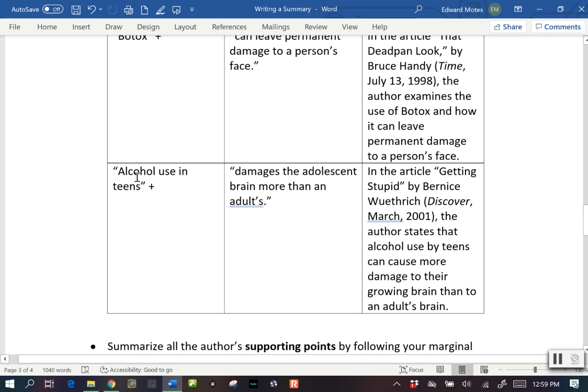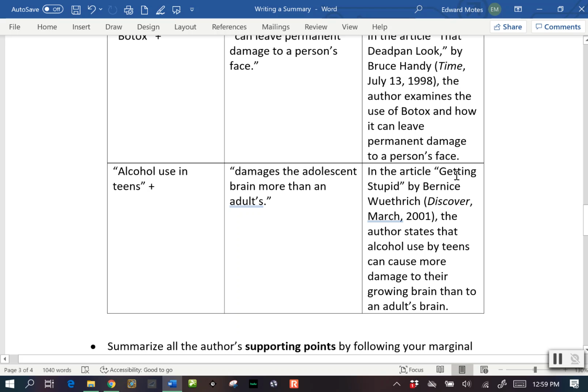So here our topic is alcohol use in teens. Now this is important. If your writer is talking about, in this case, alcohol use, and it's not in adults or in kids or in older persons, make sure that you're specific about alcohol use in which group. Okay, so alcohol use in teens, and what is the author saying about that? It damages the adolescent brain more than in adults. Okay, so here we have citation plus, excuse me, the author's thesis.